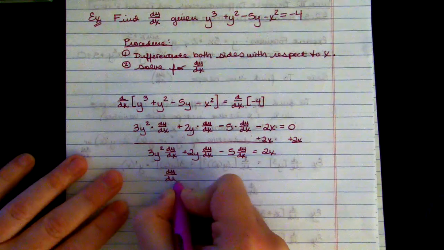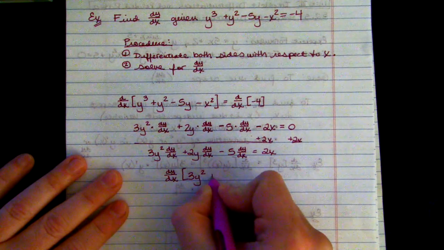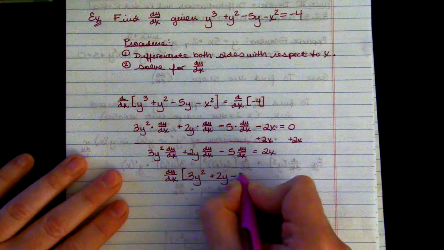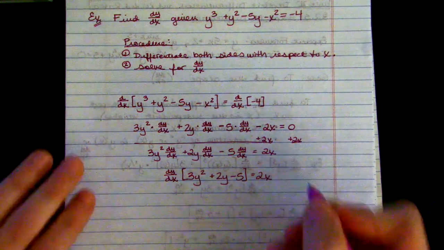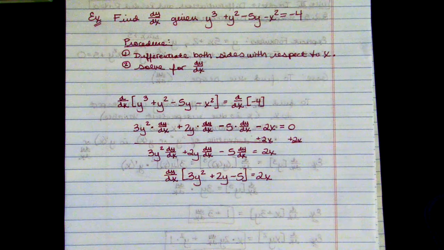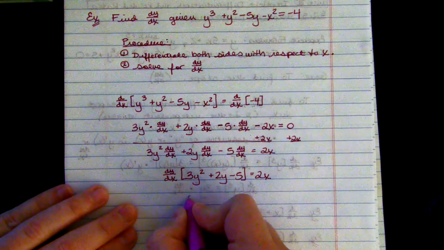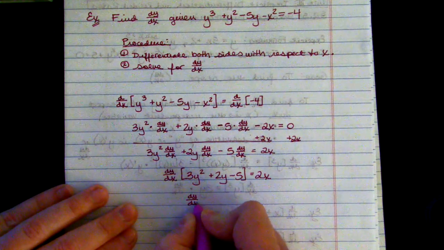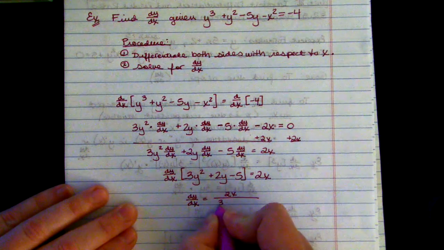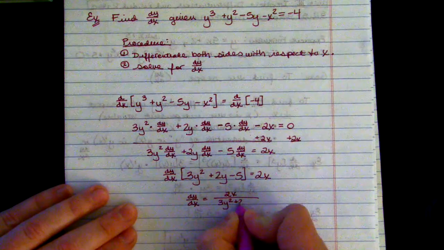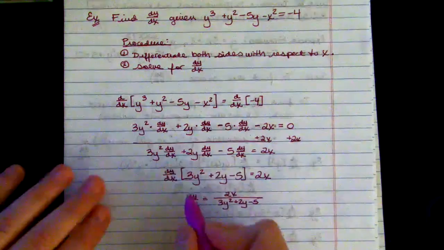I'm going to say that dy/dx times, in parentheses, 3y squared plus 2y minus 5 equals 2x. And then to finish off this problem, I'm just going to divide by this thing, giving me a formula for dy/dx. dy/dx equals 2x over 3y squared plus 2y minus 5. And that's my answer.